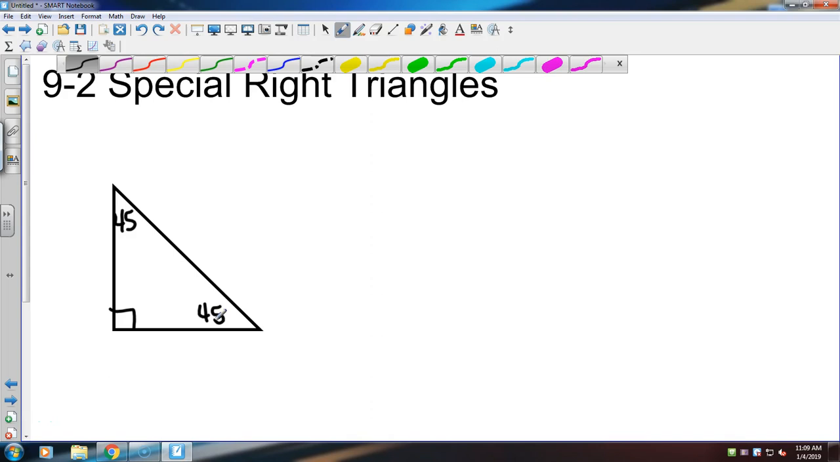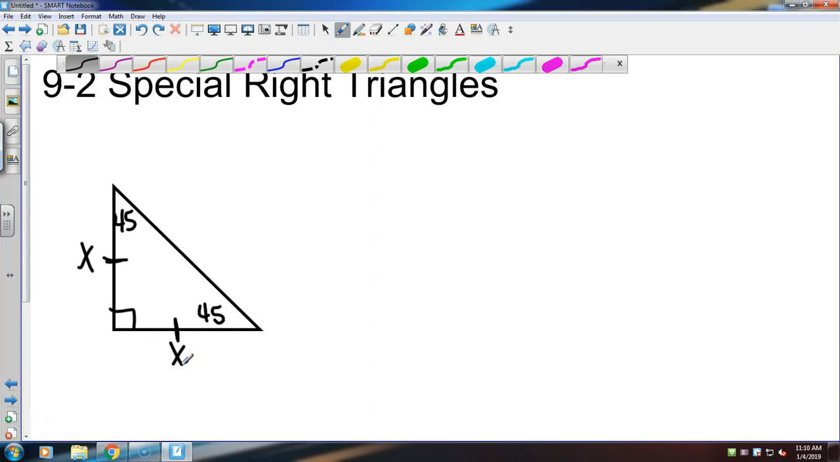Added to the right angle, that's 180 degrees total. So this is a pretty good triangle here. Obviously, if these two base angles are the same, the 45s, then this is an isosceles triangle. And so these two sides have to be the same. So what I'm going to do is label them as X, since they're an unknown value right now, but we know they're both the same.